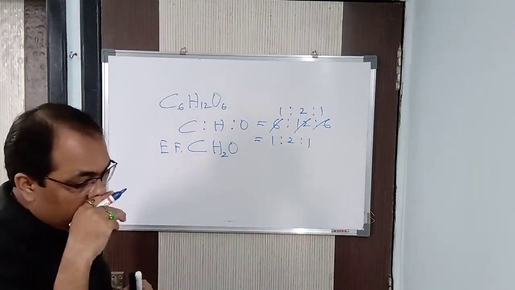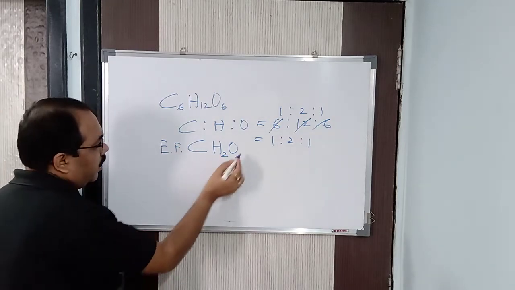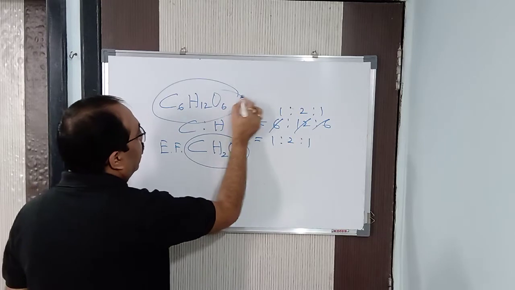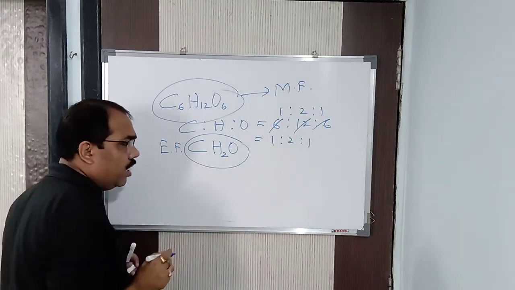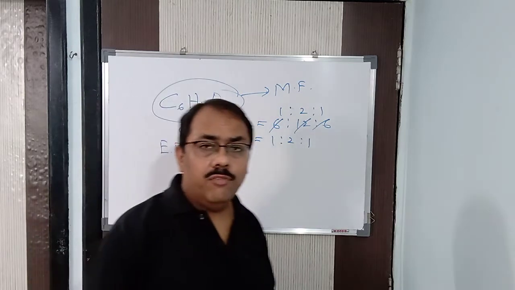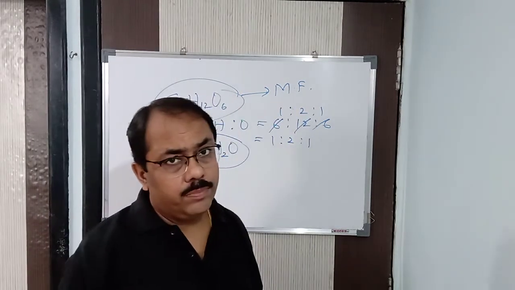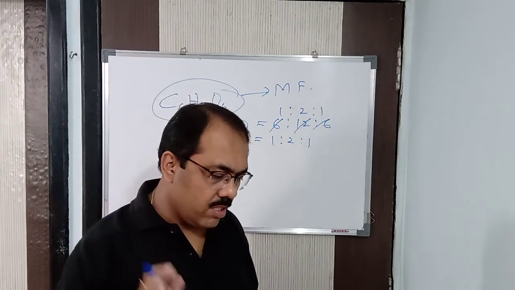Got it? In this way, it gives you the simple ratio of atoms present in the compound. So this particular one is your empirical formula. Then you may ask me, sir, what is this? It is the molecular formula. Because the molecular formula is the actual formula which gives the actual number of atoms present in a given compound. That is known as the molecular formula.